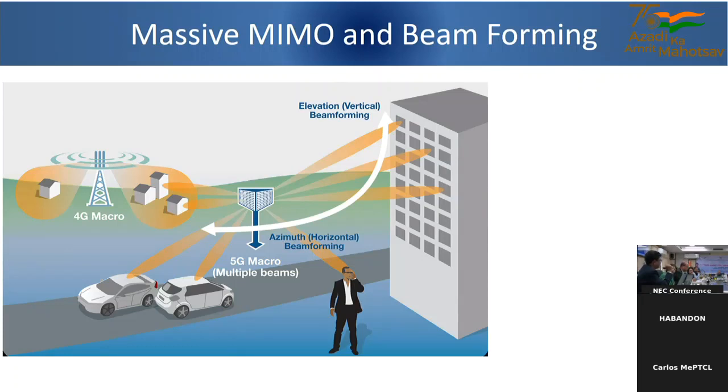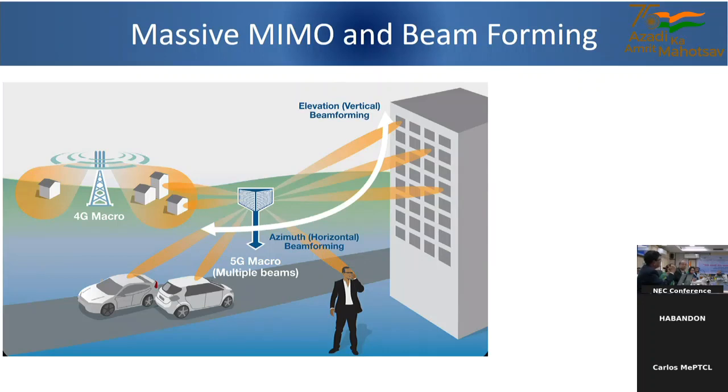One important aspect is you can form a beam upwards. In 4G, since it was only covering the down side of the antenna... in 5G with beam forming, suppose there is a high-rise building, you can just see in this picture, you are able to cover the upper floors also using this particular beam forming concept.